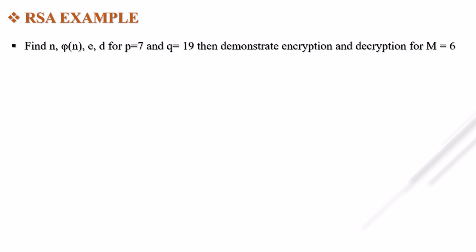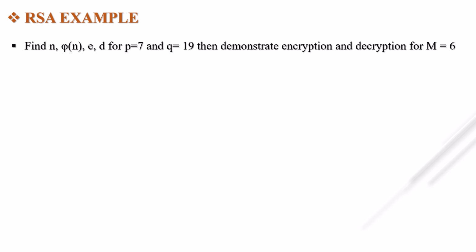Okay, what is the question? Find n, Euler's function of n, e, d for a prime number p is equal to 7 and a prime number q equal to 19. Then demonstrate the encryption and decryption for the message m equal to 6. अब ये हर पेपर में नहीं दिया गया हो. फॉर एग्जाम्पल आपको ऐसा कह दिया गया, एक्सप्लेन आरएसए एल्गोरिथम विद द हेल्प ऑफ एग्जाम्पल, तब आप क्या करोगे?